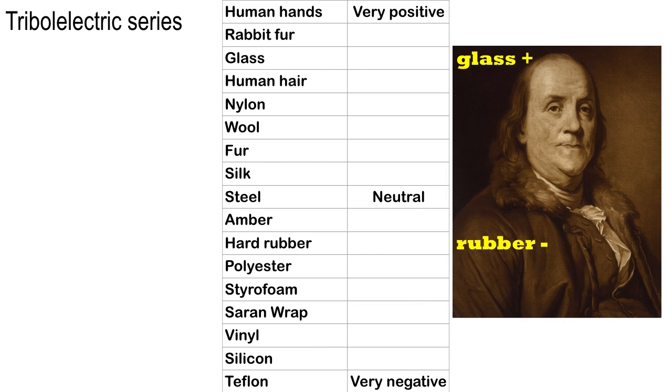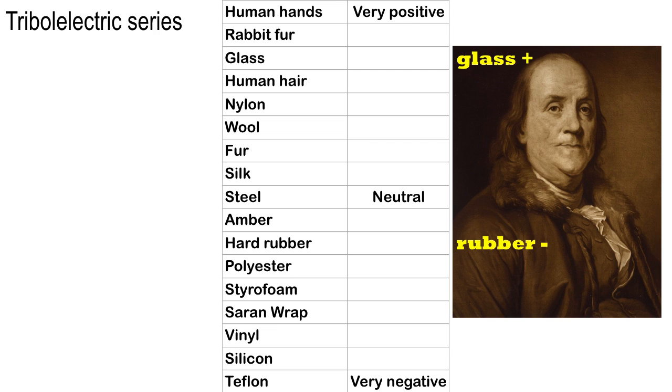Here's a table. You can jot down a few of these, and just jot down the main term, triboelectric series. These are the substances which, if you rub them together, will produce a little bit of static electricity. And the ones at the top, human hands, rabbit fur, glass, if you rub those together with something toward the bottom, like styrofoam or rubber or amber, then the amber will get some negative charge, and the human hands, rabbit fur, or glass will get some positive charge.